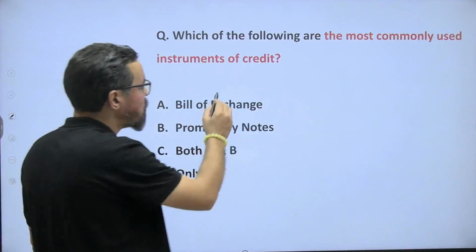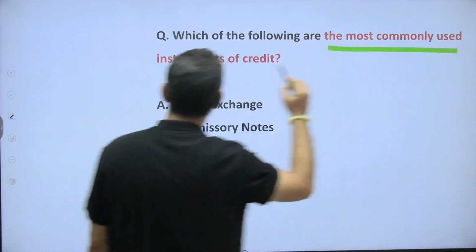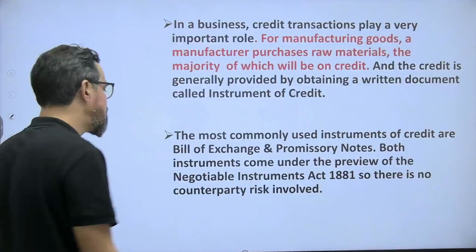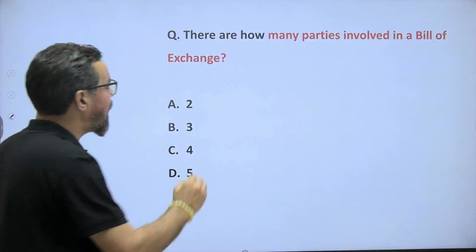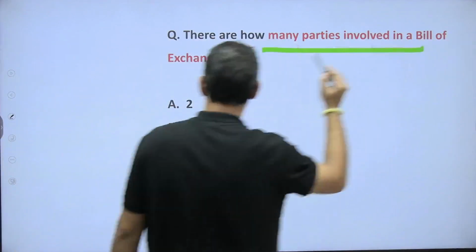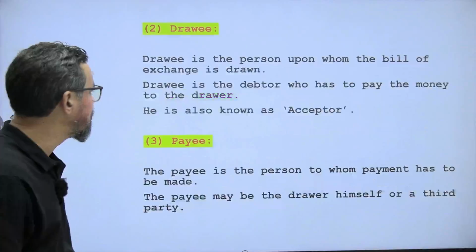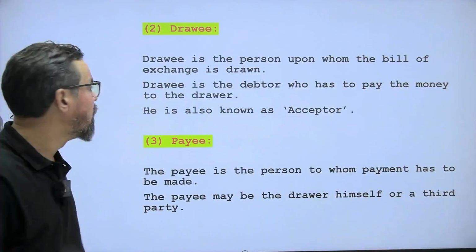Which of the following are the most commonly used instruments of credit? So we have bill of exchange, promissory note. C will be the right answer. There are how many parties involved in a bill of exchange? So we have three parties: drawer, drawee, and payee. So these are the three parties which are generally part of your bill of exchange.